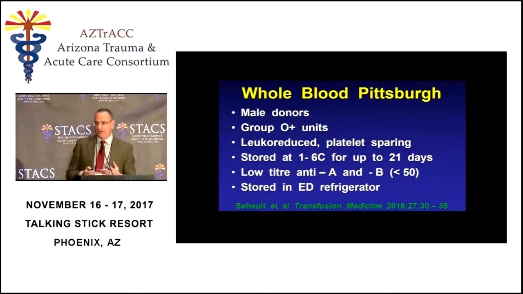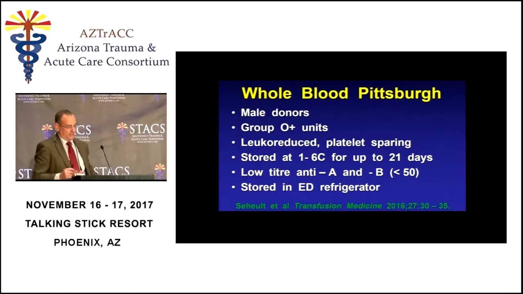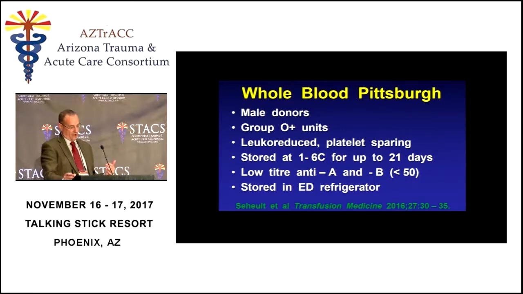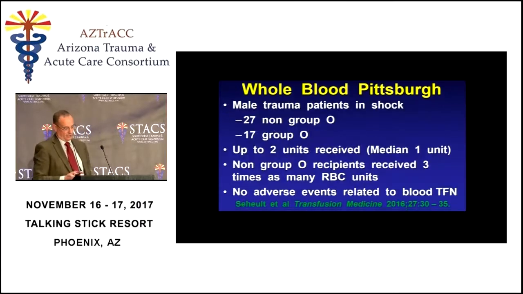So here's a very nice study done in Pittsburgh. The donors were male. They used group O positive units. Okay, so women of childbearing age were not involved in this study. They were leukoreduced and platelet sparing, meaning that you used a filter to take out the white cells and they still had the platelets in there. They were stored at 1 degree to 6 degrees Celsius for 21 days, and this was low titer for A and B. Low titer for A and B means that you can give it to a patient who is either AB, A, or B, and it was stored in an ED refrigerator.